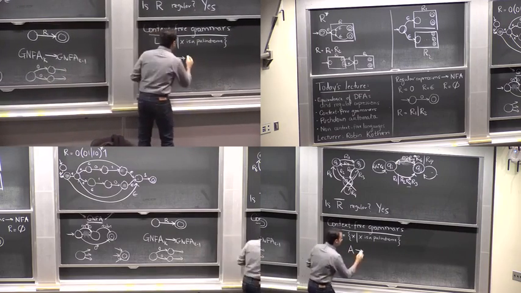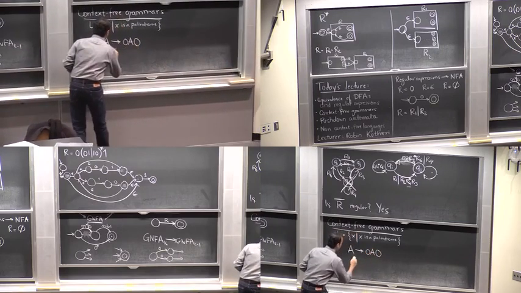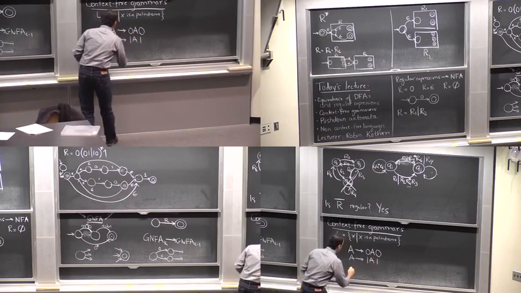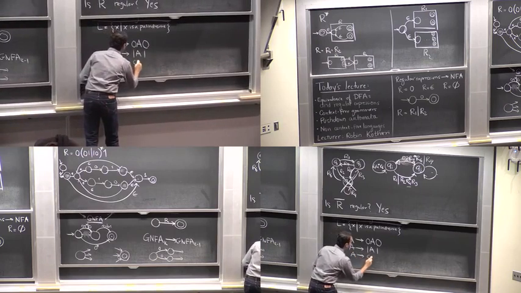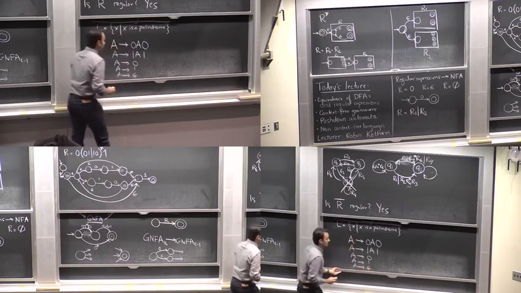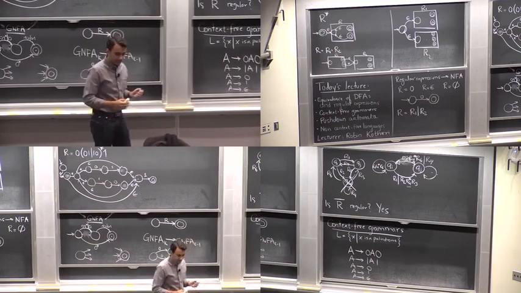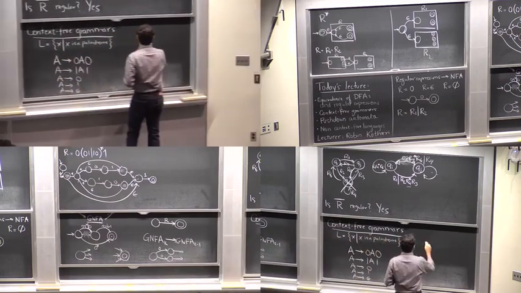Whenever you see this variable A, you're allowed to replace it with 0A0, or you're allowed to replace it with 1A1, or you can replace it with just one of the constants: A is 0, A is 1. Or just a null string, the empty string. OK, what does this mean? What I mean by this set of rules is you have to start with A.